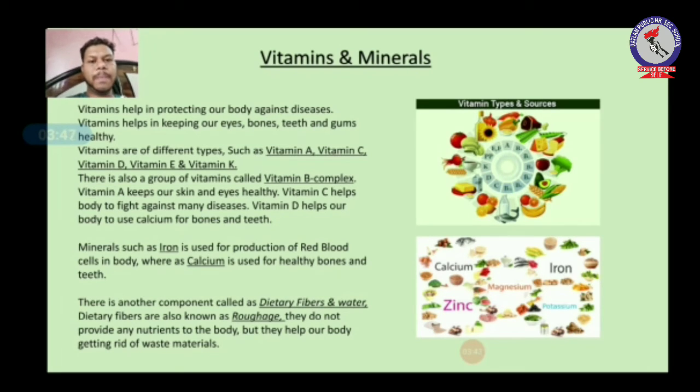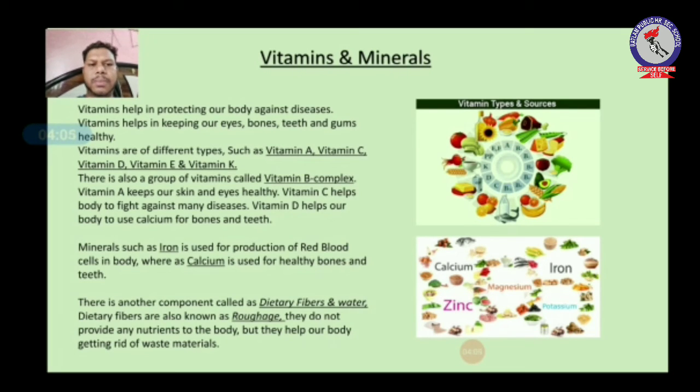and teeth. Okay, we will talk about minerals, iron and calcium. We will talk about two minerals. So iron basically is used in red blood cells. It produces red blood cells, which is called hemoglobin in our blood. Whereas calcium is used for healthy bones and our teeth.